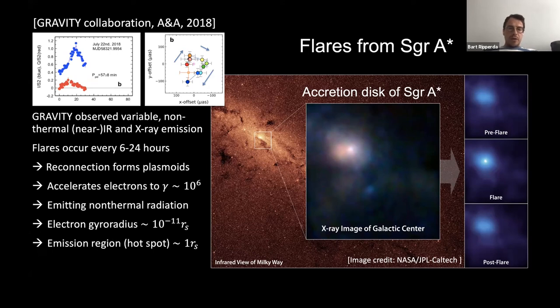And also for Sagittarius, there is a huge difference in electron gyro radius and the typical emission region. So we have all the same problems as for M87. There's a huge scale separation, but the question is, in the electrodynamics that is reasonably well captured in MHD, can we see this hotspot formation in 3D?